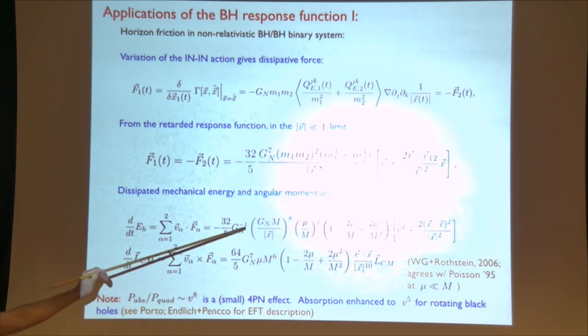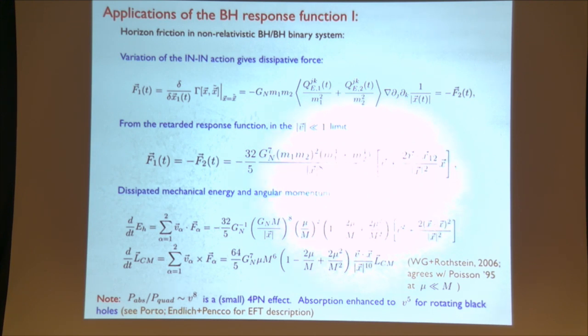It's a really high order effect in powers of G Newton. You can also compute the rate of dissipation of angular momentum, because part of this energy goes into spinning the black holes, torquing them. And this was done for black holes of comparable mass, but a sanity check is that we can take the limit where one of the black holes is very light compared to the other one.